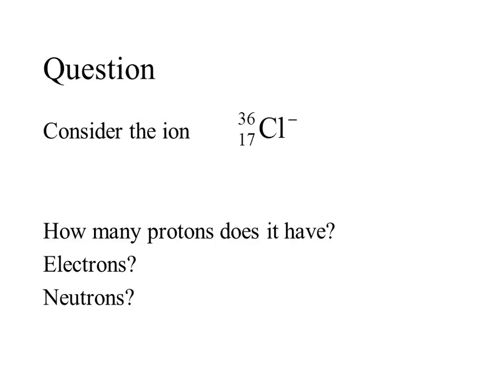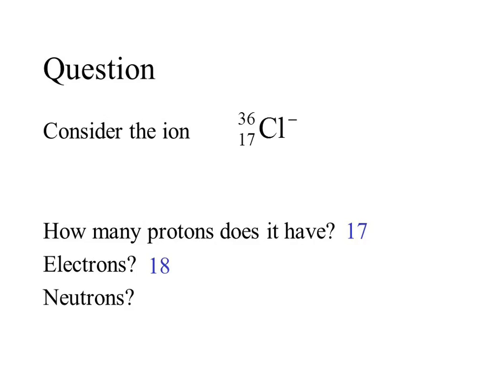How many protons on the count of 3? 1, 2, 3. 17. Very good. Does this have more electrons or fewer electrons than protons? More. It has more electrons. Why? Because it's negatively charged. Very good. How many more does it have? 1. Okay, number of electrons. Count of 3. 1, 2, 3. 18. Very good. Get your calculators out if you need them.